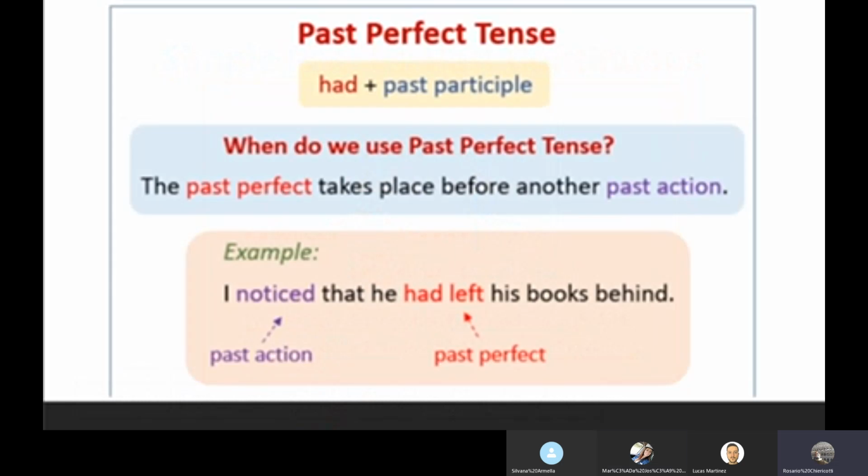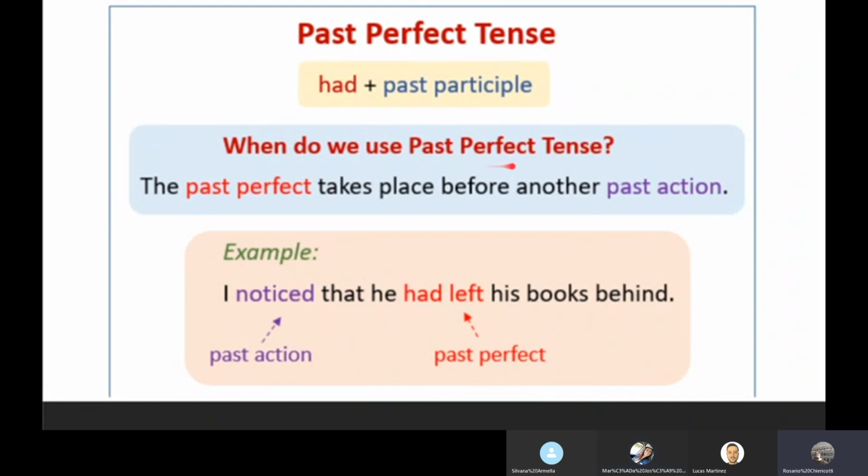What about the past perfect? First, the form, right? The past perfect tense is formed with had for any person, for he, she, it, I, you, we, they, had, plus the past participle of the main verb. This past participle is the one that you can find, if it's an irregular verb, in the third column of your lists of verbs, right? And if it's a regular verb, you just need to add ed. That's all.